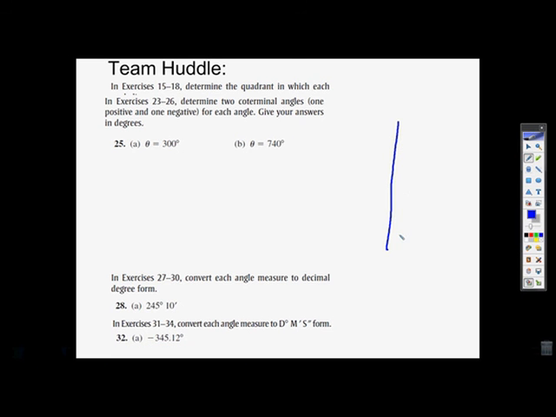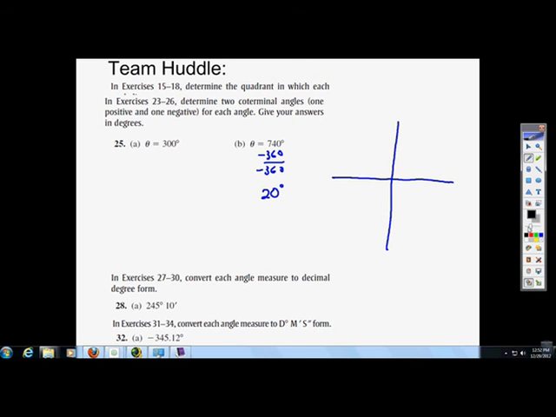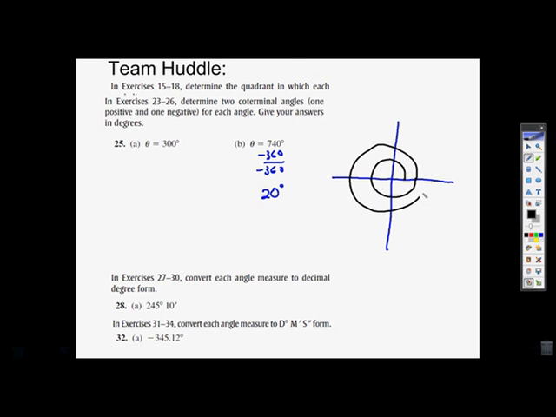For letter B, we have a 740-degree angle. That's a big one. Let's subtract out a full circle. And let's subtract out another full circle. 740 minus 720 is 20 degrees. So that already we've found our positive coterminal angle. This 740 was a full circle, another full circle to get to 720, and another 20-degree chunk. So actually, our 740 degrees is the same as a 20-degree angle. There is our positive coterminal.